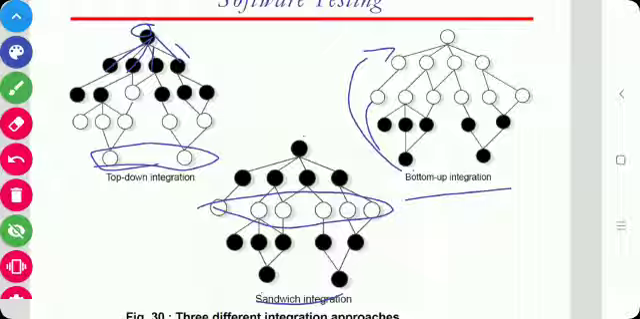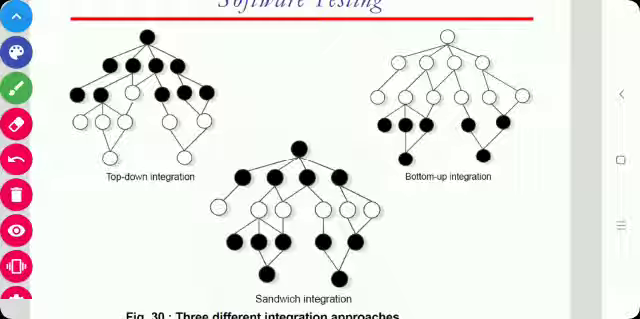Some organizations may give priorities to the modules, and according to the priorities the modules are developed, and according to the priorities the modules are integrated with each other, and the integration testing is performed.